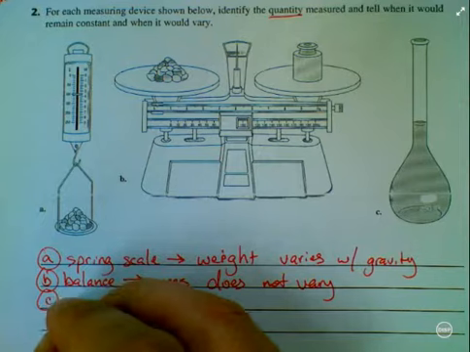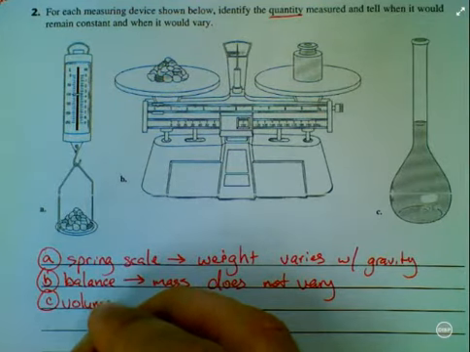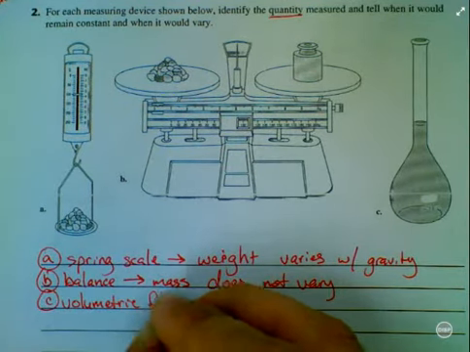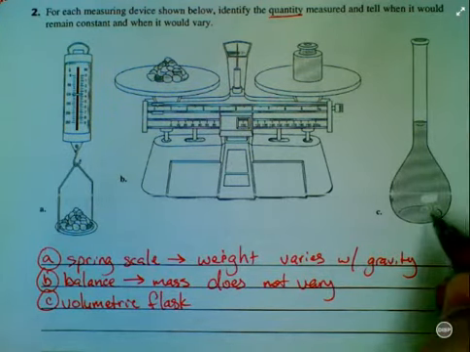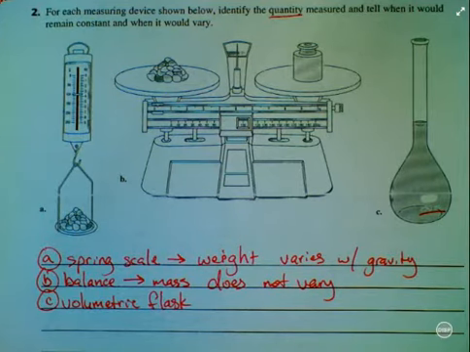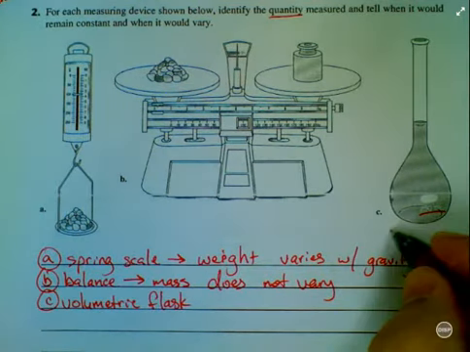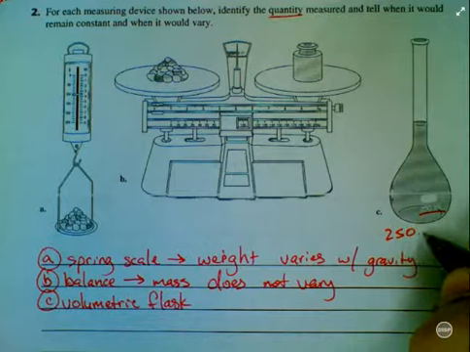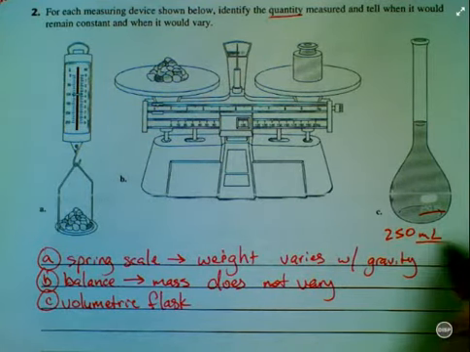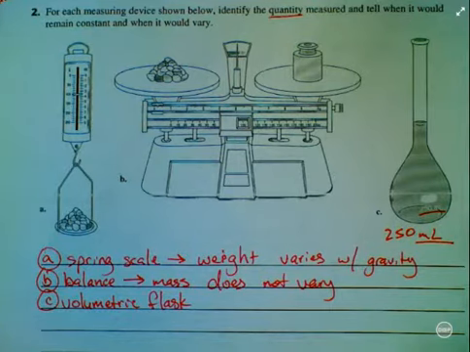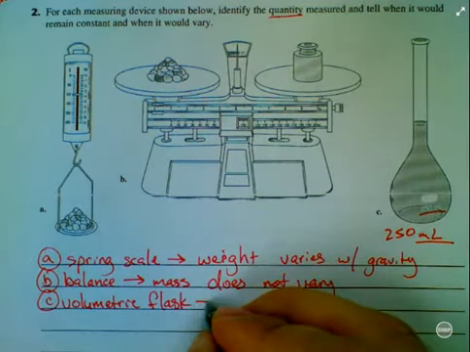This is called a volumetric flask. Okay? It's not a graduated cylinder because it has this bulb down here at the bottom. And one clue that this is volume is this 250 milliliters, right? 250 milliliters is printed on the flask, and it's milliliters. Milliliters is a measurement of volume.